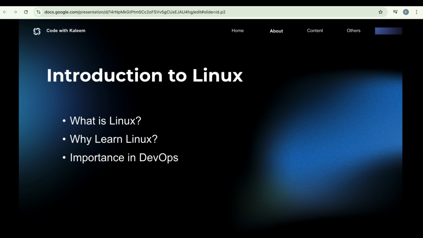Its importance in DevOps: it is essential for developers and DevOps. Many programming tools and frameworks run best on Linux. It is essential for DevOps and containerization, like Docker, Kubernetes, and cloud services. We will discuss Docker and Kubernetes in our upcoming series, so don't worry about these hard words for now. You just have to focus on Linux for now.